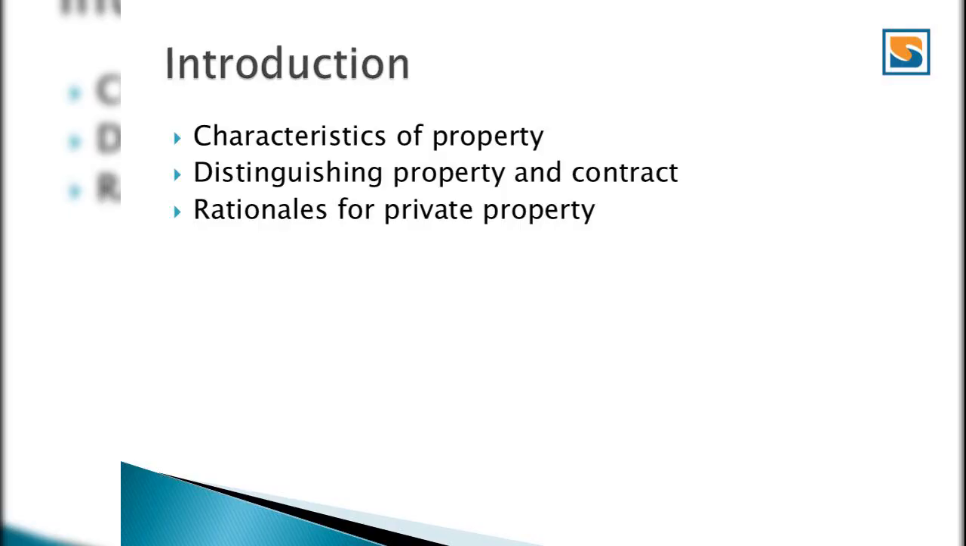This topic covers the core ideas of real property law. First, the characteristics of property. Next, how property is different from contract law. Finally, why private property exists.